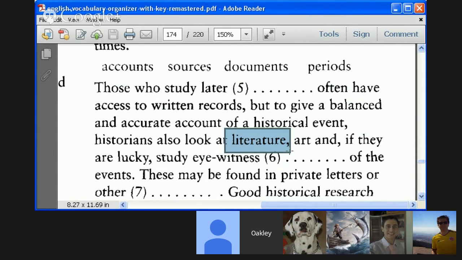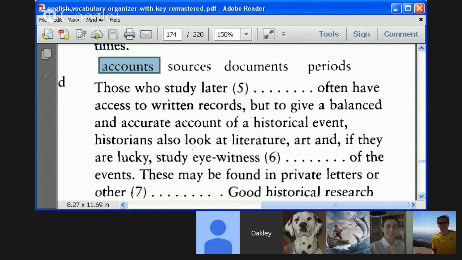Literature. Should be four syllables. Literature, literature. Okay, and very good. There's your U sound again. You did it again, Cesar. Nice job. Okay, and if they're lucky, they study eyewitness accounts.